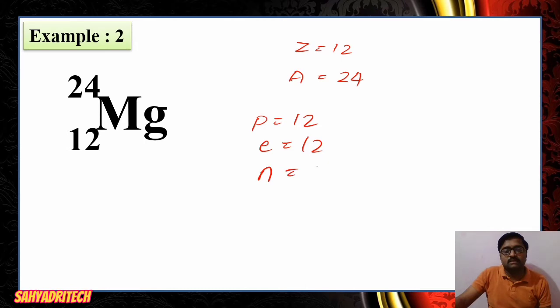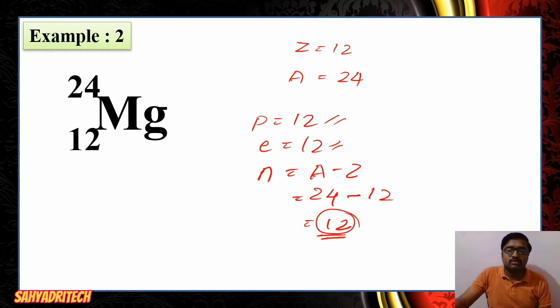What about the number of neutrons? Mass number minus atomic number, A minus Z. So what is A? 24 minus what is atomic number? 12. So what is the answer? 12 here. So overall, I can say again, number of protons are 12, number of electrons are 12 and number of neutrons are also 12, right?